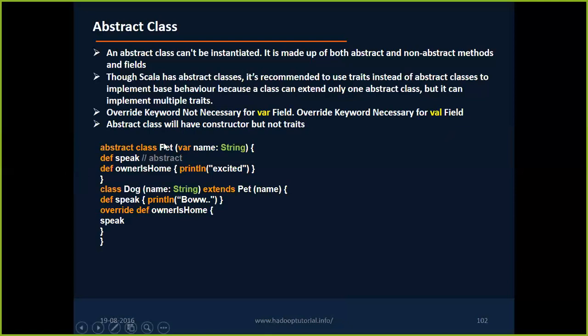If I have an abstract class Pet with var name String, and I have two methods, def speak and def owner is home. So this is an abstract method because I don't have an implementation for that. For this, I have an implementation. So now I have a class Dog extends Pet. Since this abstract class can take constructor parameters, you have this, whereas in traits, you will not have that nature. That's the only difference. And def speak println.